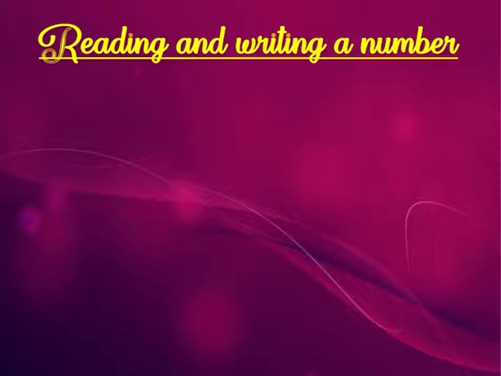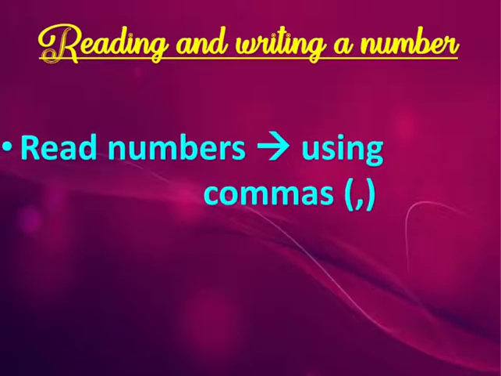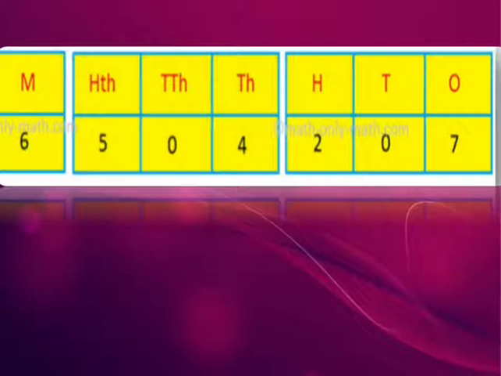So now, let's understand how to read and write a number using the international place value chart. We read the numbers using commas and we write the numbers using periods. So let's have a look. Here in the slide you can see we have a place value chart where we have written the numbers. The ones period has 207, the thousand period has 504 and the million column has 6.